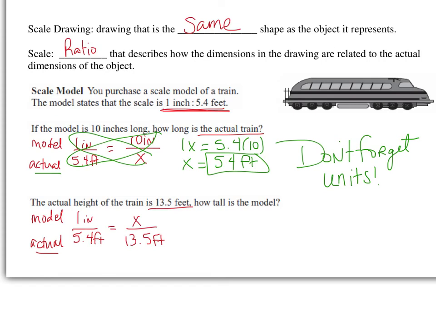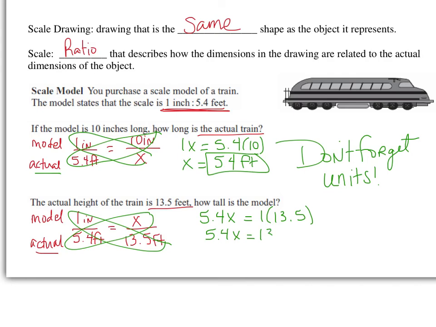When we cross multiply, we end up multiplying the 5.4 times x and the 1 times 13.5. This really doesn't change much when we multiply it out, but then we have to divide both of them by 5.4. So we get x equals 2.5. Remember, we're finding the model, so this will be in inches for our final answer.